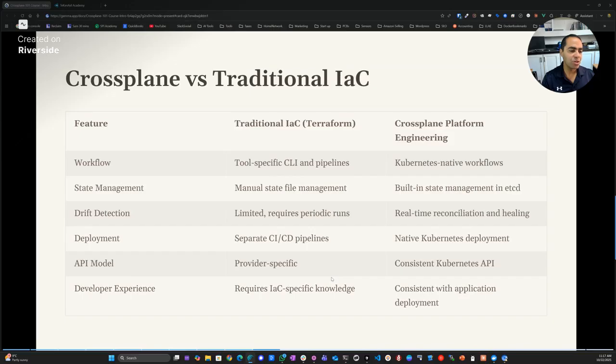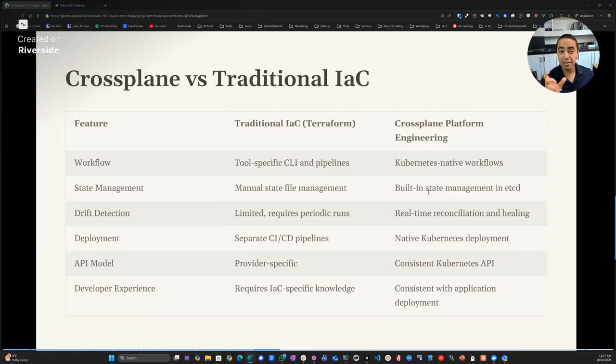Crossplane versus traditional IaC, or infrastructure as code. So now it's funny because now I'm referring to Terraform as traditional. So far, Terraform is probably the biggest infrastructure as code tool out there that people are using to provision resources. Crossplane is still newer in the market, and it appeals a lot more to people that are already running Kubernetes in their environments. But there are advantages of Crossplane over your traditional Terraform approach. From a workflow perspective, you see that traditional Terraform uses specific CLI and pipelines, where Crossplane uses Kubernetes native workflows. From a state perspective, Terraform has a state file, and that's very important to maintain its understanding of what's in the real world, and it's actually a file.